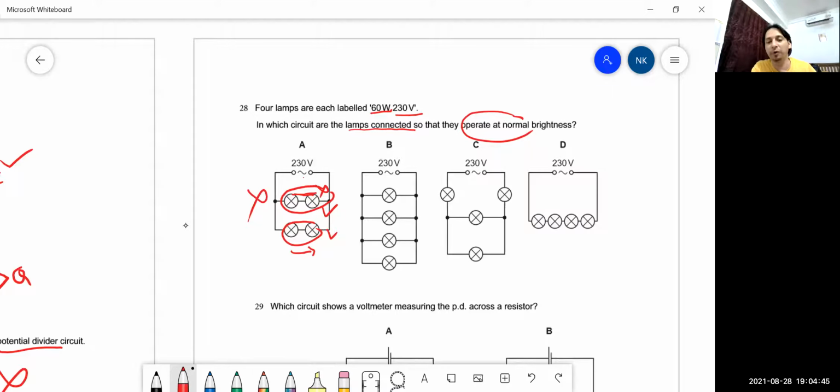We need all four bulbs in a parallel combination. This is parallel, this is parallel, this is parallel, this is parallel. So the answer will be B. And similarly this C will be wrong, and here all four bulbs are in series. So option D is wrong. Move to the next one.